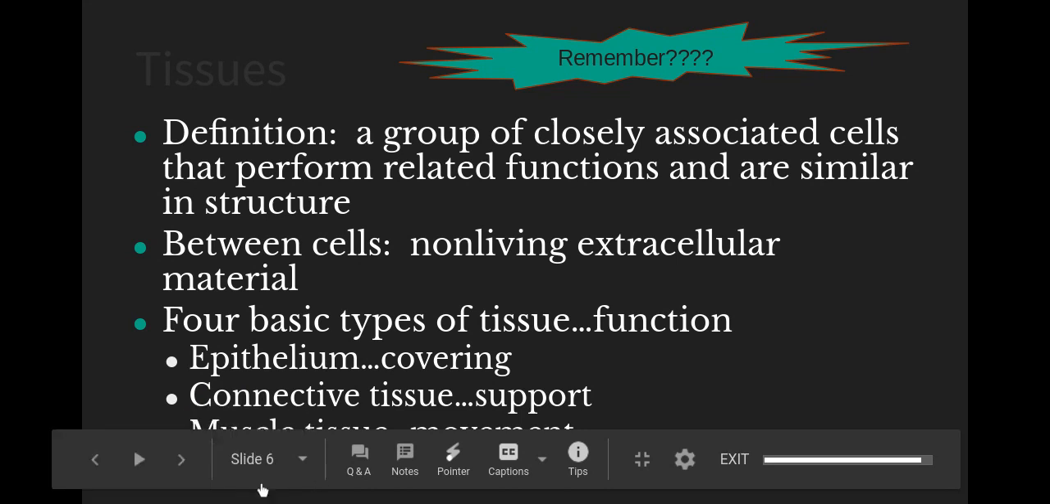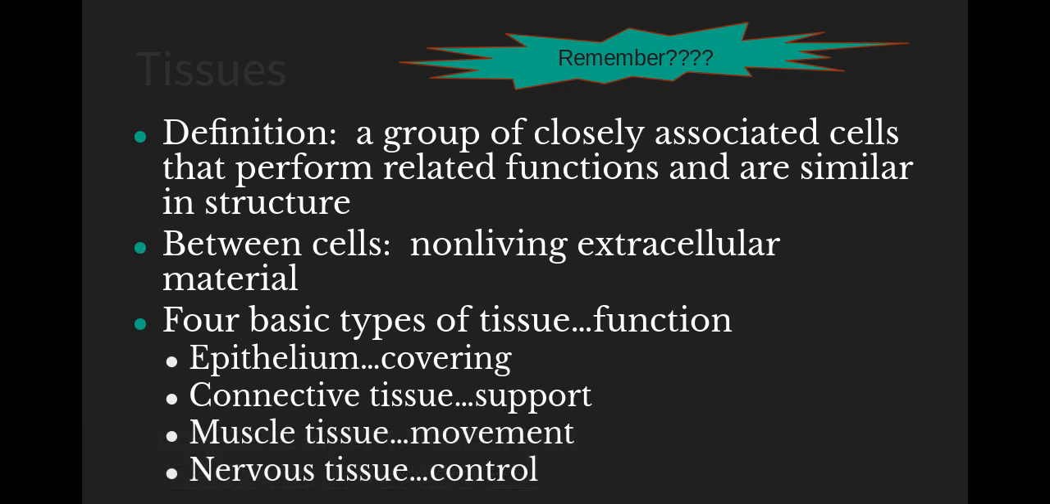Just as a review, tissues are, by definition, closely related cells that perform related functions and are similar in structure. We had four basic types that I told you we were going to cover. We talked about epithelium already, which is all about covering. Today we're going to talk about connective tissue, whose main function is to support. And then we will also finish this week talking about muscle tissue, which is for movement, and nervous tissue, which is for control.